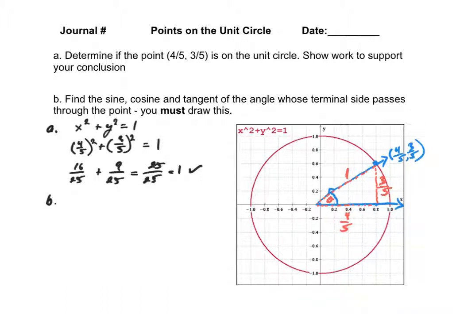So now the sine is going to be the opposite over the hypotenuse. The cosine is going to be the adjacent over the hypotenuse. But here's one of the advantages of the unit circle. What's the length of my hypotenuse?